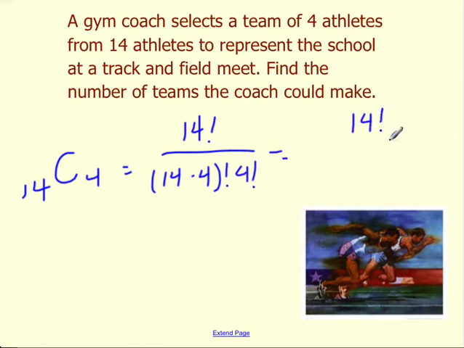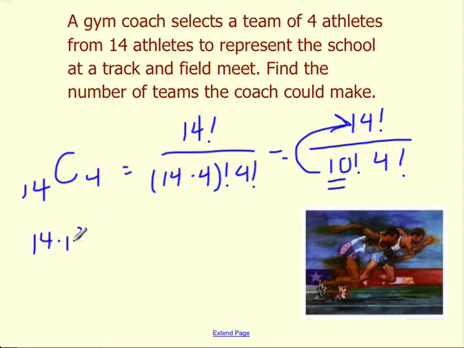We have 14 factorial divided by 14 minus 4 factorial, which is 10 factorial, times 4 factorial. So 10 is my larger factorial. Everything from 10 on down is going to be taken care of in that 14. So left on top, I have 14 times 13 times 12 times 11, and everything else from 10 on down is taken care of, so I can get rid of that factorial. What's left on the bottom is 4 factorial, so I have 4 times 3 times 2 times 1.